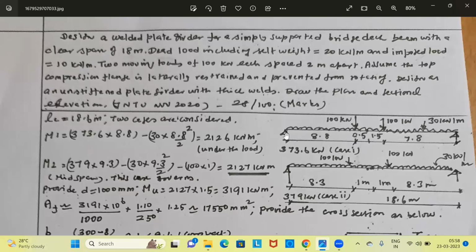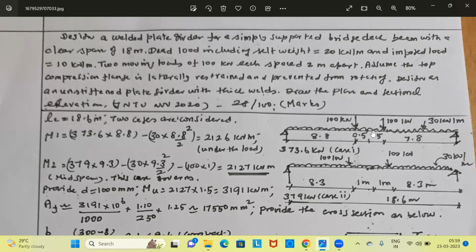By the way, the effective span is taken as 18.6 meter. 18 meter is the clear span. Let us assume the bearing width is 600 mm on either side. Center to center of the bearings is now 18.6 meter. You can take 18.6 or 18.5. So out of 18.6, this 0.5 is the distance of 1-point load. Therefore, 18.6 divided by 2 is 9.3. Out of 9.3, this 0.5 is gone. Therefore, this is 8.8 meter.